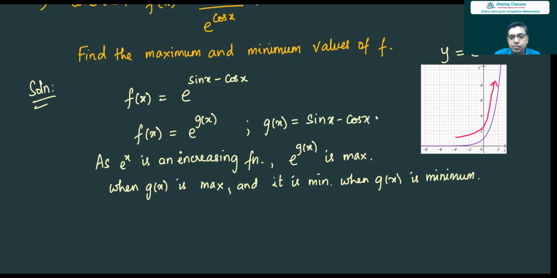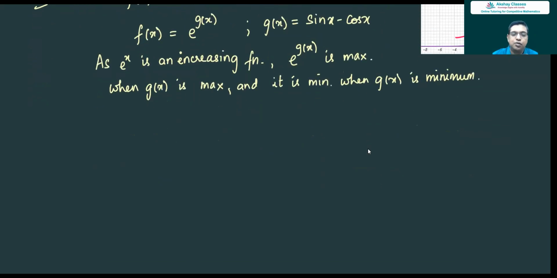So how should we do? Anybody can volunteer? I have to find the minimum and maximum values of sin x minus cos x. Sir, converting sin x minus cos x as under root 2 times sine of x plus pi by 4. Again, please repeat. There was noise. Converting sin x minus cos x as under root 2 times sine of x plus pi by 4.